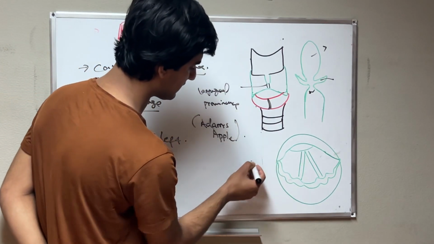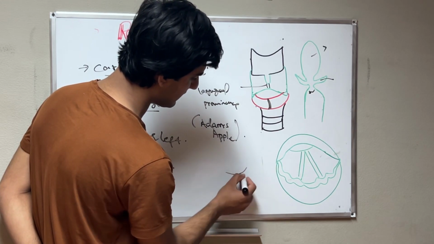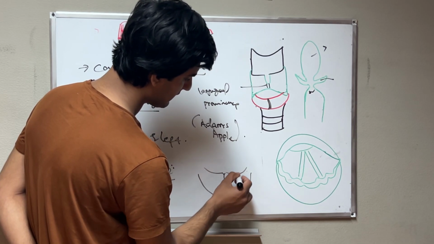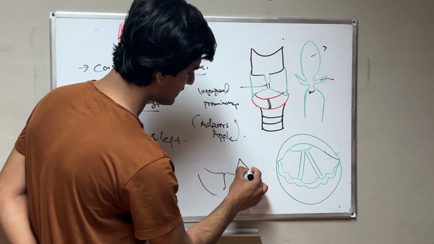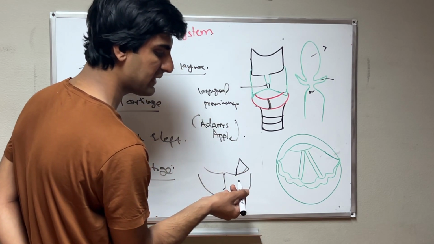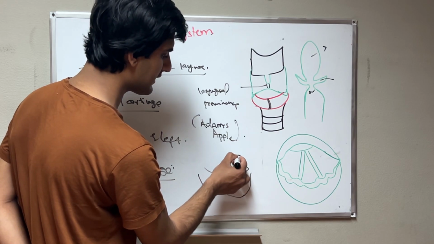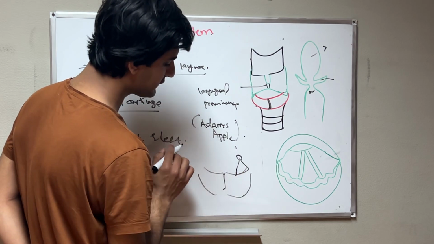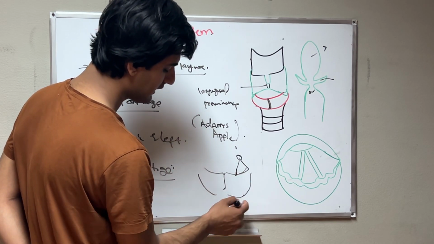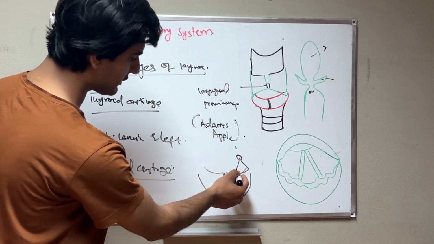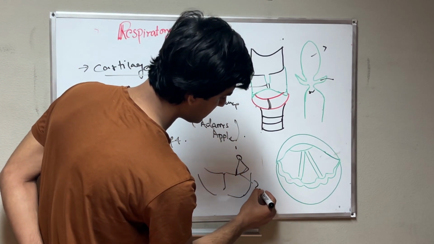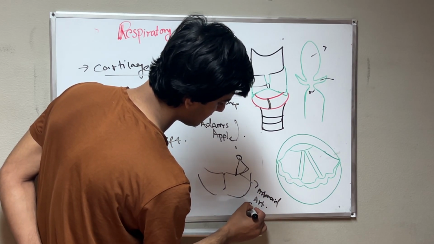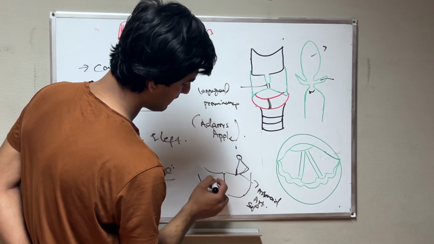From the back side of the cricoid cartilage, we have a right triangular-shaped paired cartilage, the Arytenoid cartilage. At the top we have the Corniculate cartilage, and here we have the Cuneiform cartilage on both sides. Here we have two surfaces. The first surface is with the Arytenoid, so this is the Arytenoid articular surface.